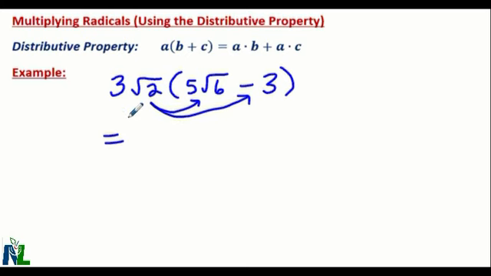Here now, I need to multiply 3 times 5, which gives me 15, and I'm going to multiply the two numbers under my radicals. 2 times 6 will give me 12. Now this time I've got a positive being multiplied by a negative. So a positive being multiplied by a negative is going to give me a negative.